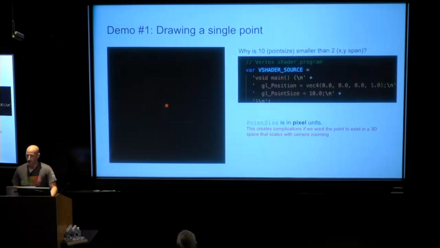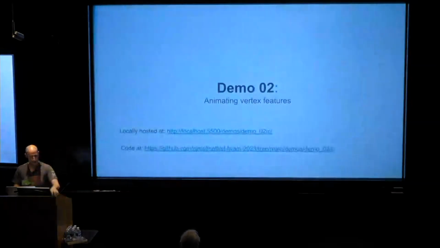Why 10? Okay, and this is annoying for a lot of people. It's because it's the size in pixels, in fragments. And this can be annoying if you're trying to zoom in and out. No matter how much you zoom in and out, if you're moving your camera back and forth, it will always be 10 pixels. So that's something you need to know. Otherwise, it creates a lot of complications.